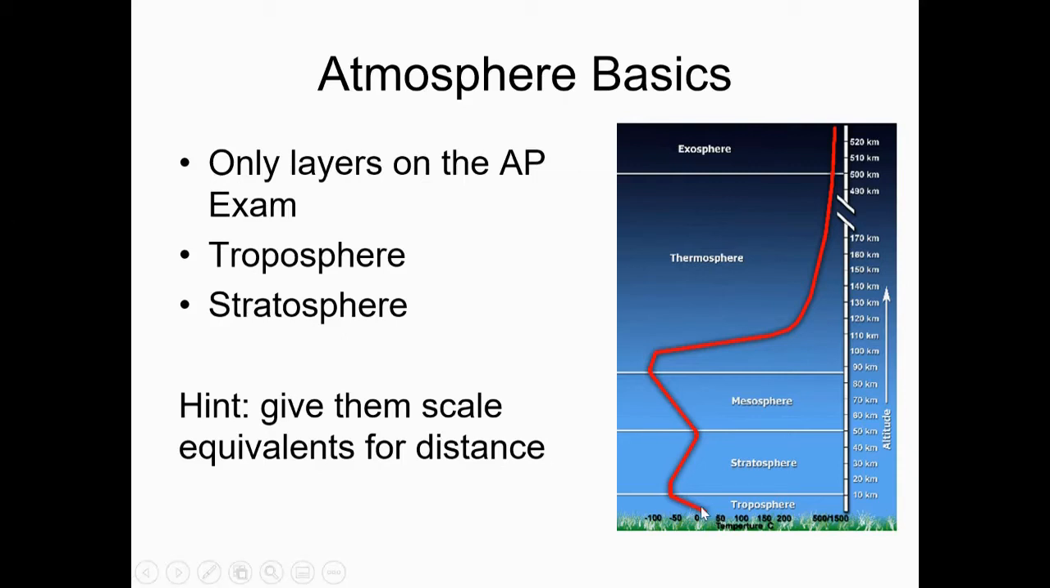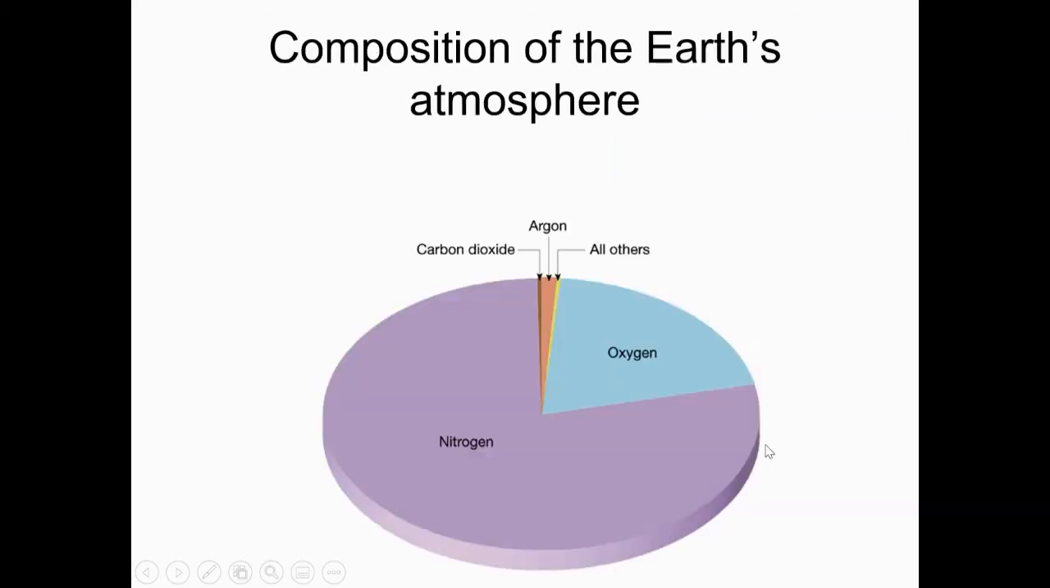It wasn't just scientists saying, okay, we're going to declare this the troposphere. In the troposphere, as you go up, it gets colder. In the stratosphere, as you go up, it gets warmer. In the mesosphere, it gets colder again. In the thermosphere, it gets super hot. The exosphere is when you no longer see a change in temperature. The only two layers for this class are the troposphere and stratosphere.